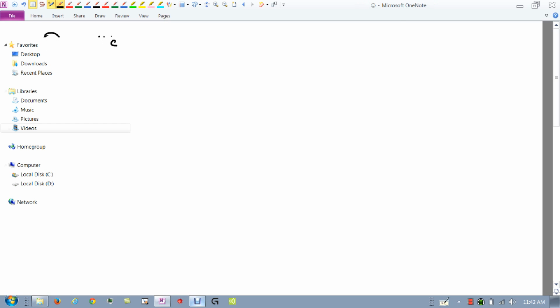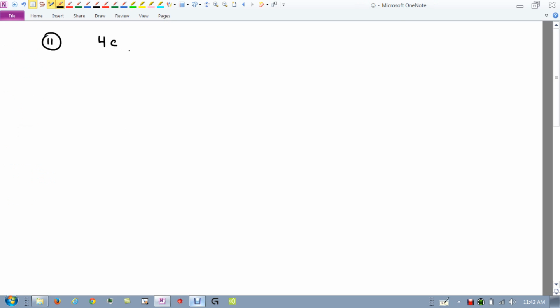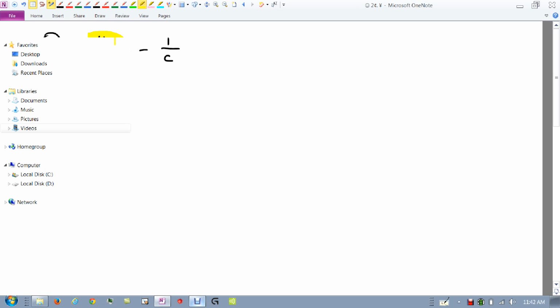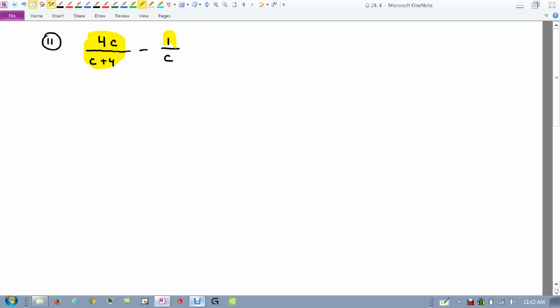For C over C plus 4 minus 1 over C. All right, so when we look at this, again, we have two fractions. There's nothing I can do to simplify them individually. Like here, I have addition between things on the bottom, so I can't really put those together. Here, 1 over C I can't touch. So my only choice is try and find a denominator that will match for both of them.